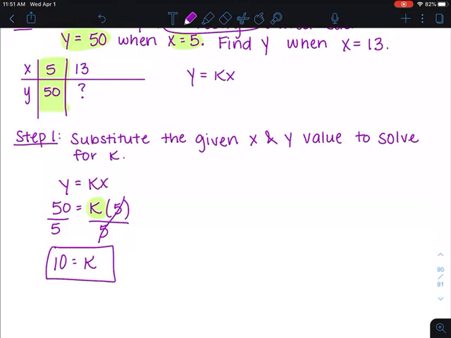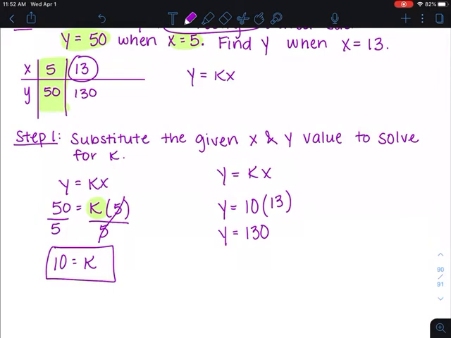This is important information, okay? Now, to find y, because our goal is to figure out what y would be, we know that y is equal to k times x, and we know k is 10, and for the y that you're solving for, x is going to be 13. So now we multiply, and 13 times 10 is 130, so that would be your value, 130.